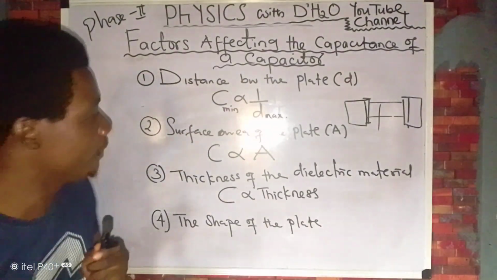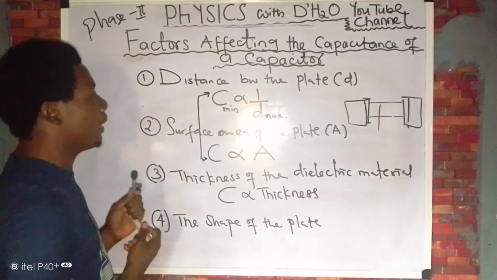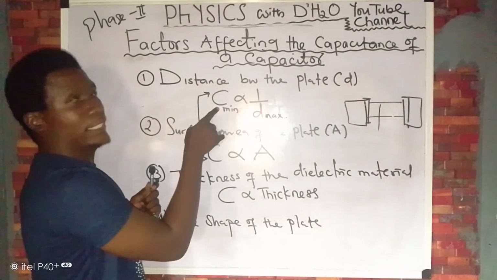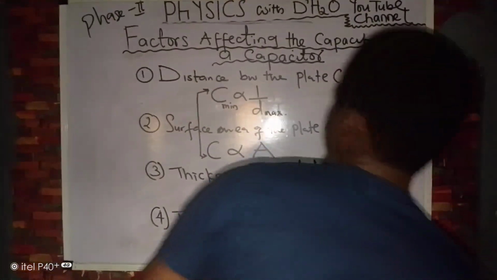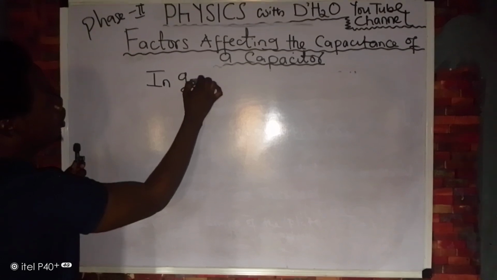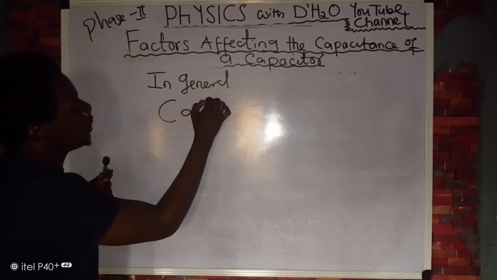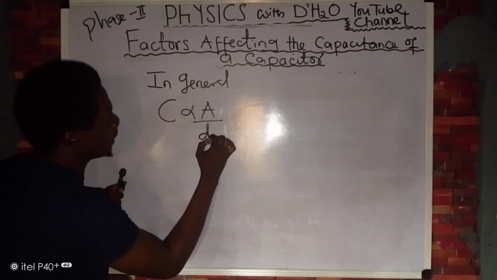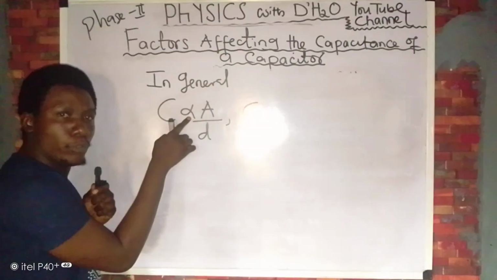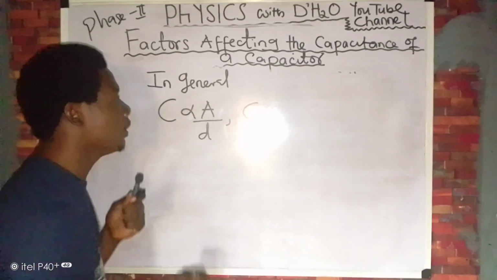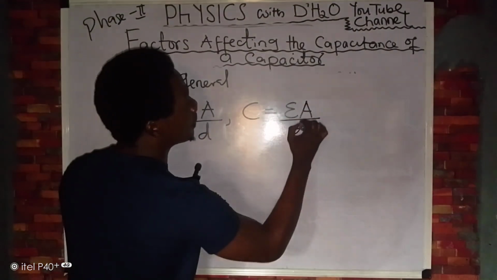Now, mathematically, we are going to combine these two together. Let's combine the capacitance as related to the distance between the plates and related to the area of the plate. In general, we have discovered that the capacitance is directly proportional to the area but inversely proportional to the distance between the plates. Therefore, we have C, and remember you must remove your proportionality sign and introduce your constant, equals permittivity, A over D.